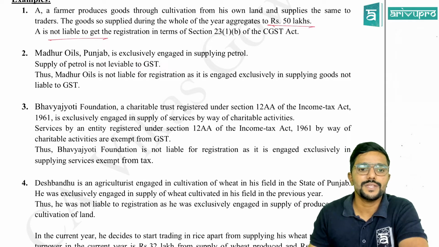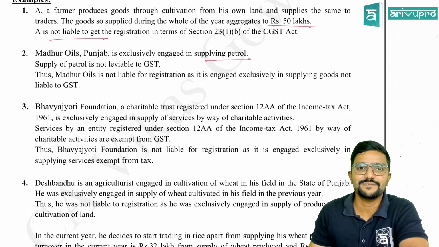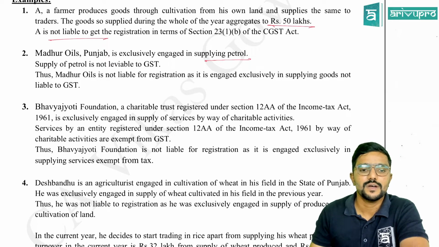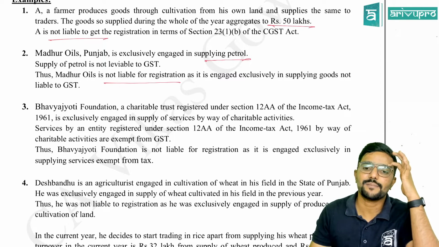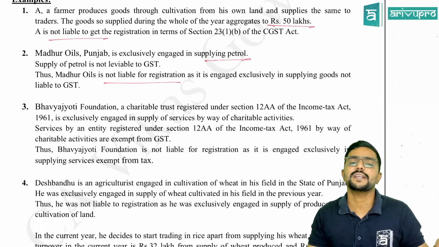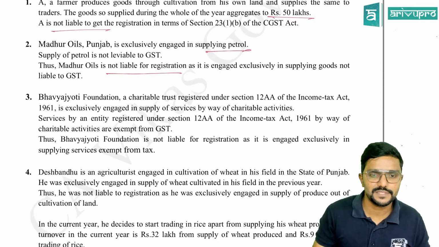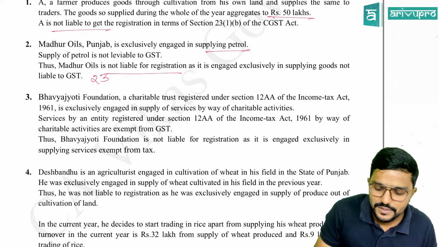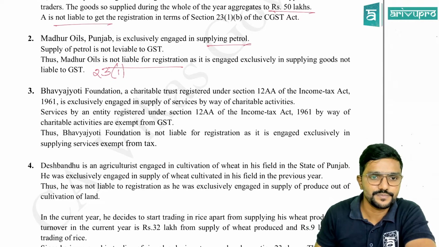Next, Madhur Oils, Punjab, is exclusively engaged in supplying petrol. So petrol is non-taxable under GST. Yes, sir. The supply of petrol is not liable to GST. Thus, Madhur Oil is not liable for registration as it is engaged exclusively in supplying goods not liable to GST. So irrespective of their turnover, they will not get registered under GST. Clear? Yes, sir. Next, as per section 23, you can also mention that 23(1)(a) if you want that clause also.